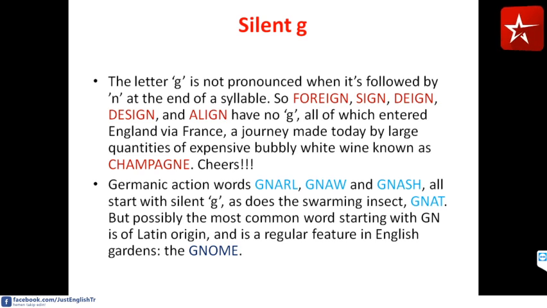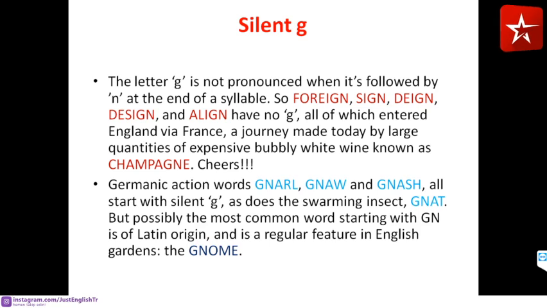Sign, dine, design, align. We don't pronounce the G, all of which entered England via France, a journey made today by large quantities of expensive bubbly white wine known as champagne. Cheers, like this. So we don't pronounce G.